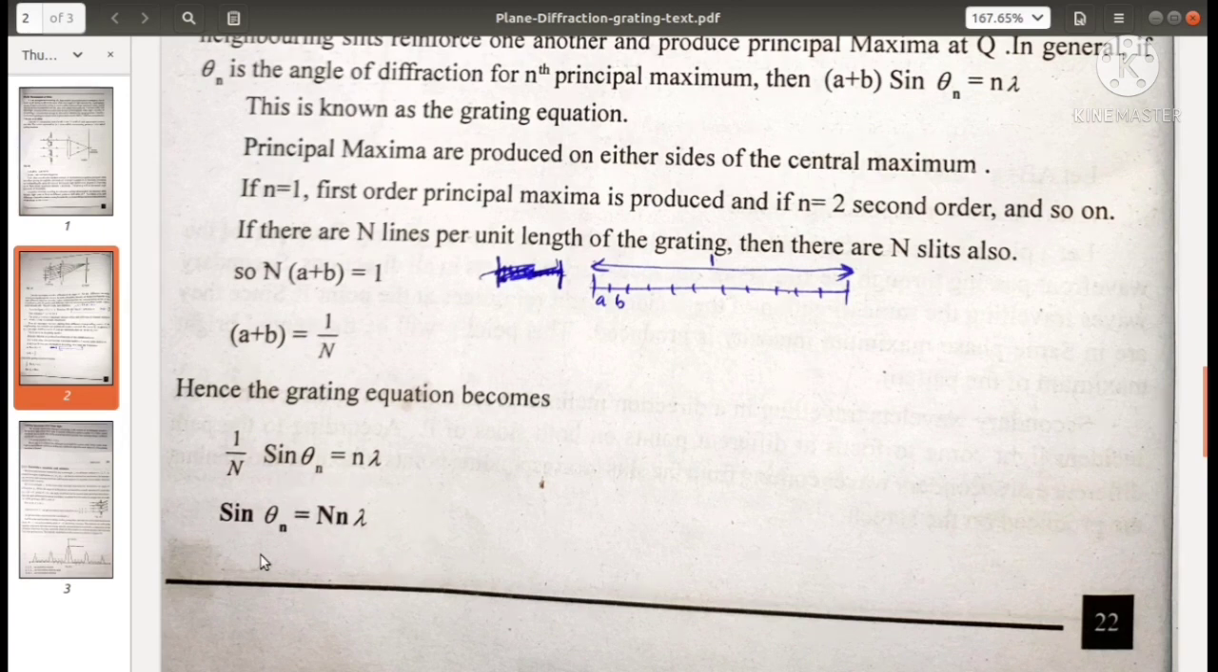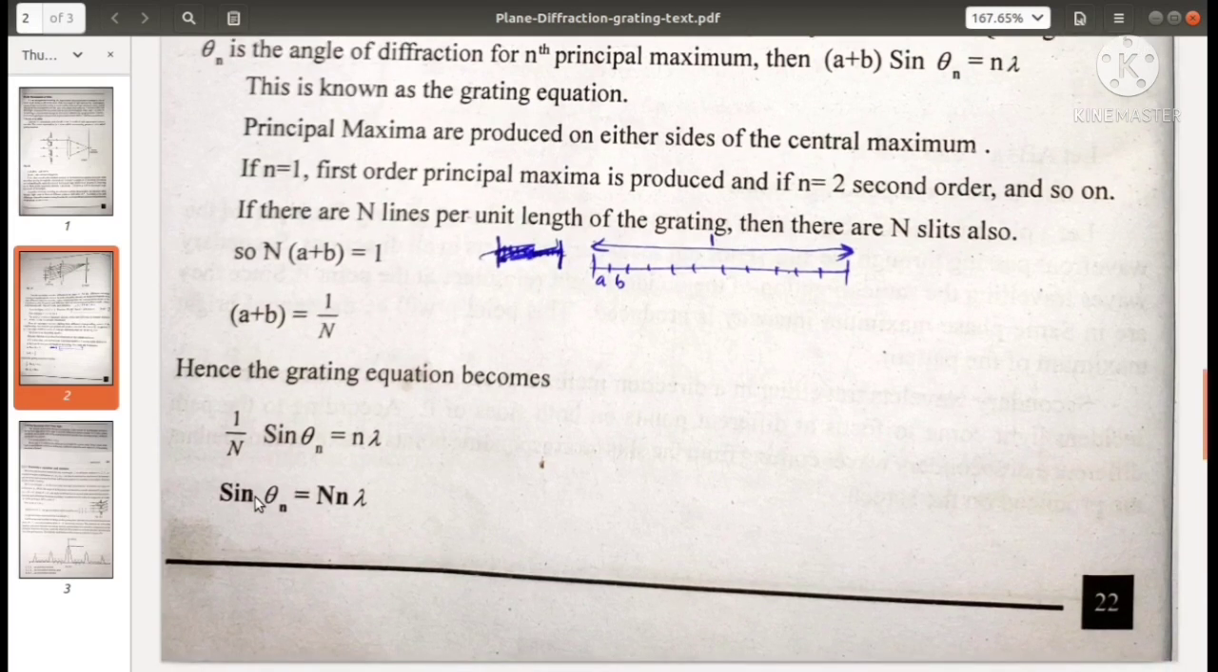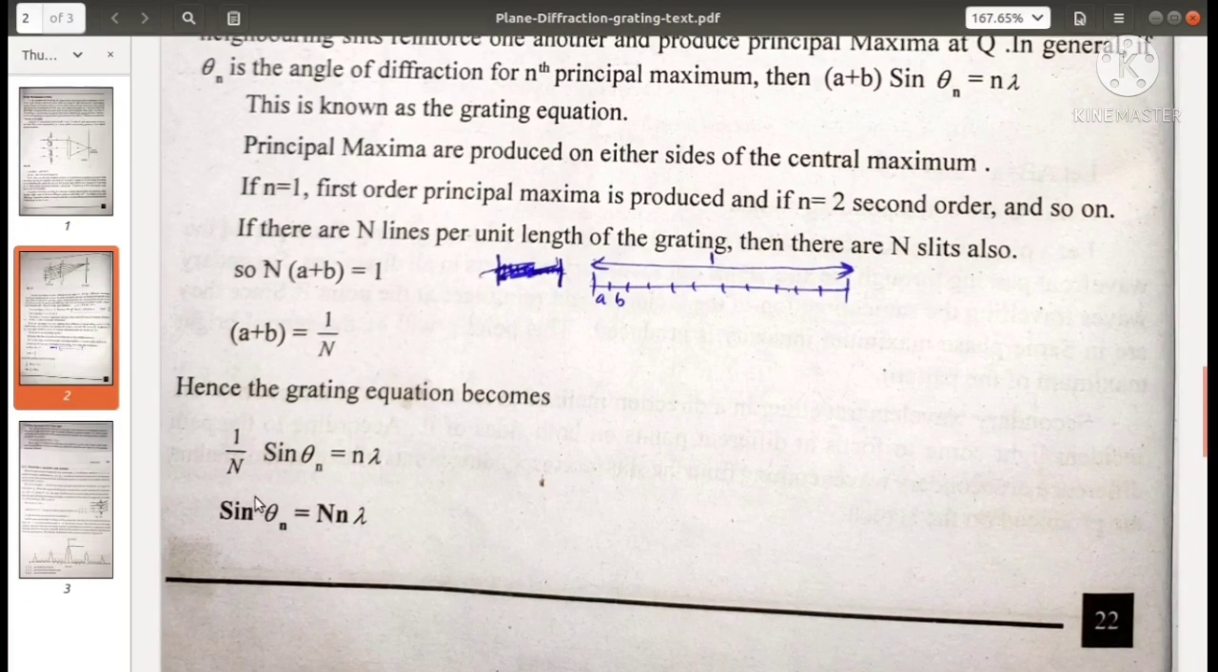So this is the general grating equation, where capital N is the total number of slits in the grating per unit length, small n is the order of diffraction, lambda is the wavelength of light used, and theta is the angle of diffraction. This represents the diffraction grating. This is the grating equation. So this is the theory.